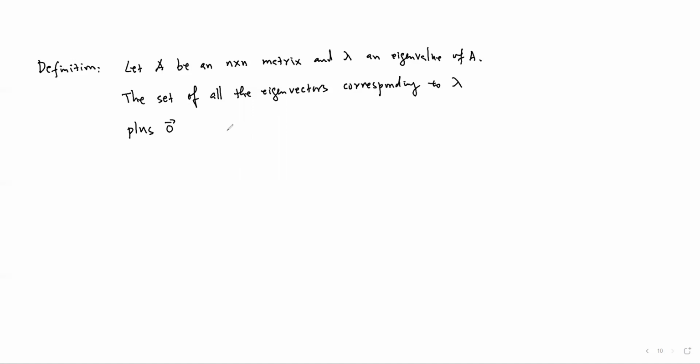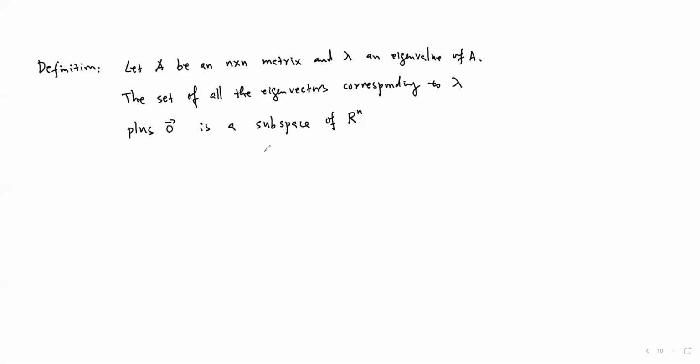This set is a subspace of Rn, because I assume A is n by n. So an eigenvector is a vector in Rn. So put all the eigenvectors together, then plus 0. This set is a subspace. What do you mean by a subspace?